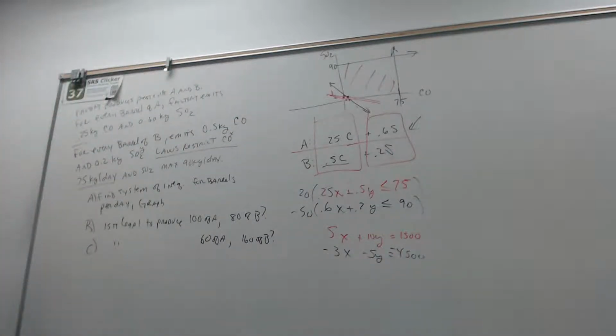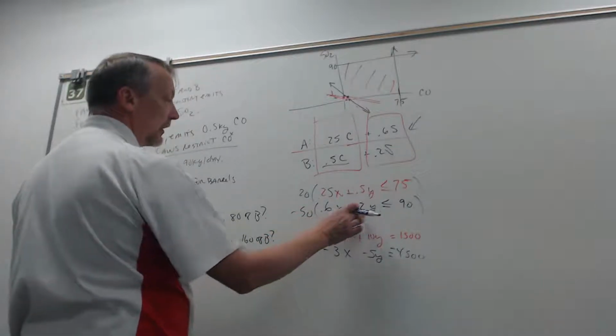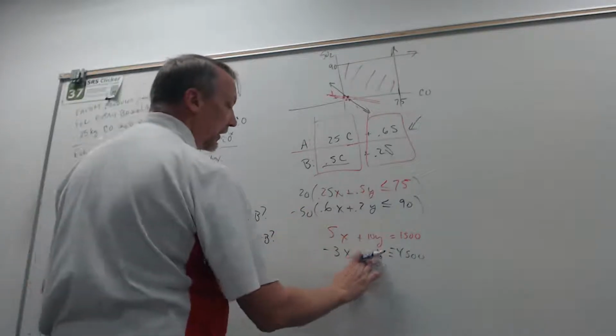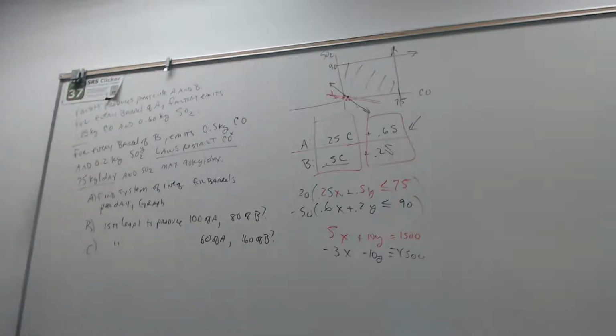Did I do that right? No, I think it's -10y. Check my math. 1/10. No, let's see, 2/10 of 50 is 10. Yeah, we wanted that because we wanted that to subtract. You're right. Okay, is everything else good?